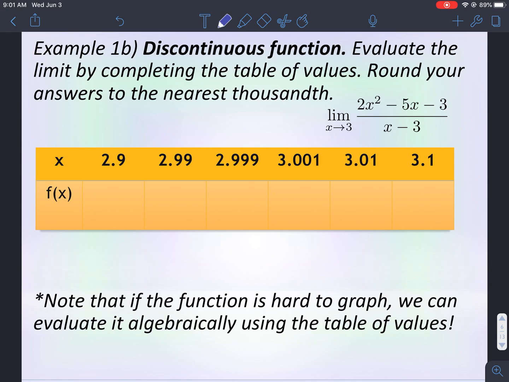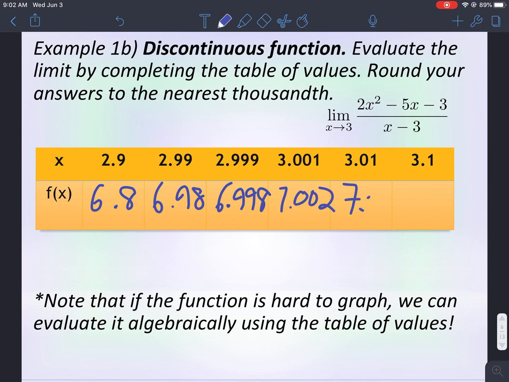All right. Now, I will do the same exact thing. Plug these values in. You should get 6.8, 6.98, 6.998, and then it's going to jump over 7 to go to 7.002, and then 7.02, 7.2.